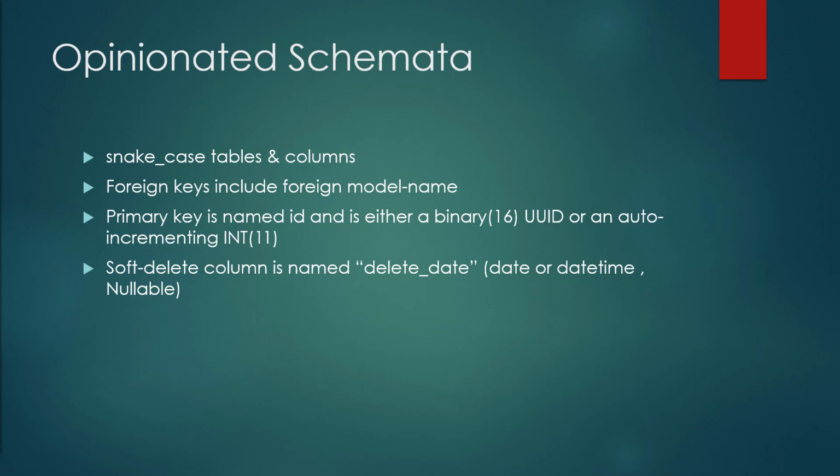Primary key is named ID, and that's always true. So you need to name your primary key ID. So again, talking about the user ID in the user table itself, that would simply be ID, and this ID can be either binary if you're planning to use universal unique IDs, or it could be an auto-incremented integer in case you're going for that option.